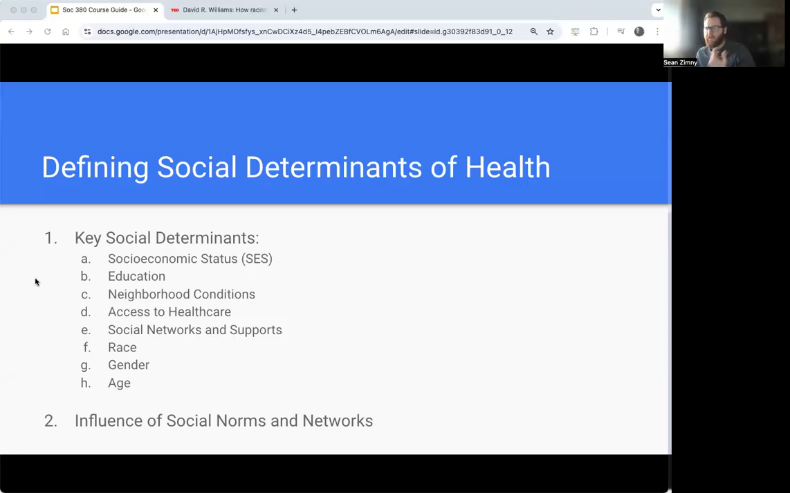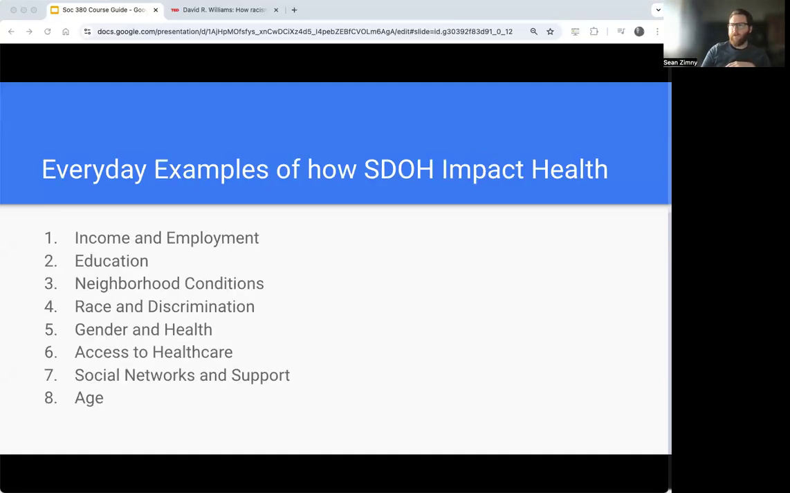Think about historical events like urbanization and redlining, or even current issues like food deserts, environmental pollution, and disparities in COVID-19 vaccination rates, all of those things in a post-pandemic world. Think about how you connect those back to some of these key social determinants of health. So, some everyday examples of how social determinants of health impact health. We've got eight examples here.